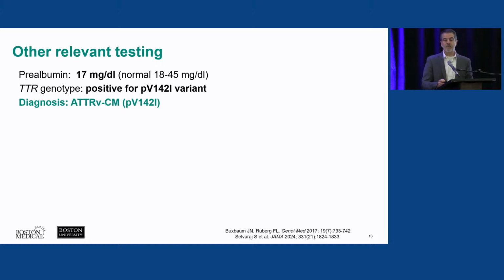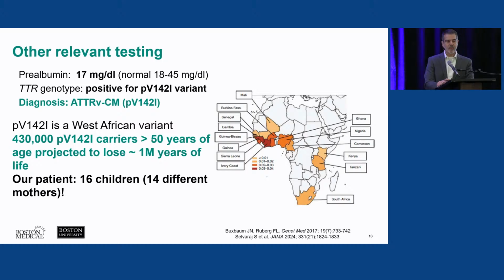Now his prealbumin was very low, only 17, we'll talk about that in just a second, and he had this variant that Dr. Griffin mentioned called V142I. So this patient has hereditary V142I cardiac amyloidosis, and the V142I variant originated in West Africa. And as I showed you, Cape Verde is just off the coast of West Africa, so you could imagine that there potentially could be some migration back and forth.